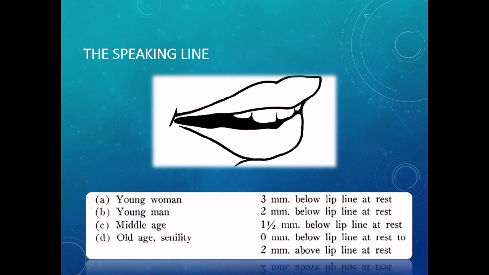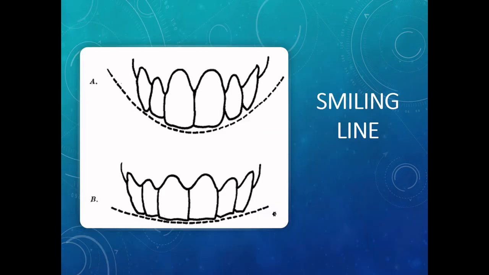Next one is the smiling line, which should not be confused with the speaking line. So here the smiling line is an imaginary line along the incisal edges of the maxillary anterior teeth, which should mimic the curvature of the superior border of the lower lip while smiling. We have already discussed the different types of smile lines, the Jan classification, in our smile design PPT. So this is a curve which follows the incisal edges of the central incisor up and back to the incisal edges of the lateral incisor and then to the tips of the canines.